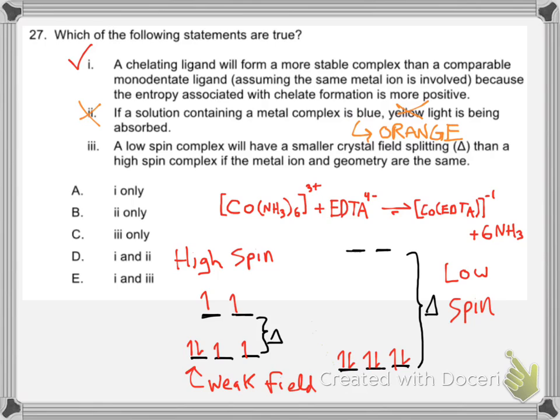So statement 3 says a low spin complex will have a smaller crystal field splitting. No, that's not true at all. It would actually have a greater crystal field splitting parameter because it's too large of an energy gap to overcome initially when you're putting in those electrons. So that's why we're going to fill out all the low ones first before we venture into those higher energy orbitals. So 3 is false, which means that only 1 is true.